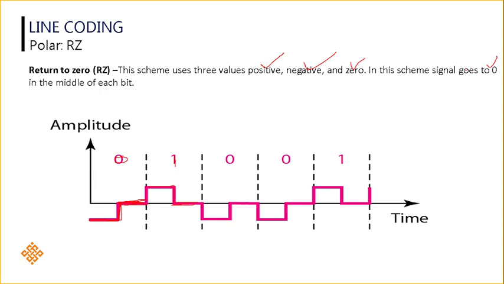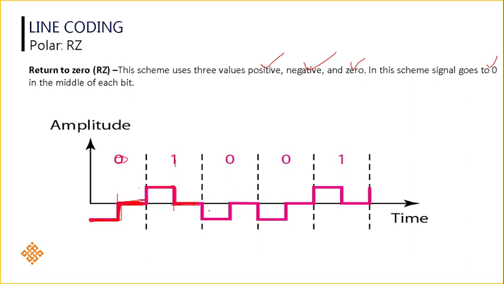That's what the name says. In this scheme, signal goes to 0 in the middle of each bit. That's what in the middle means. It may be a positive cycle or it may be a negative. It may be a 0 bit or it may be a 1 bit. 50% there will be a 0 voltage. Here you can see. But the remaining 50%, if it is 0, it is negative cycle. If it is 1, it is positive cycle.